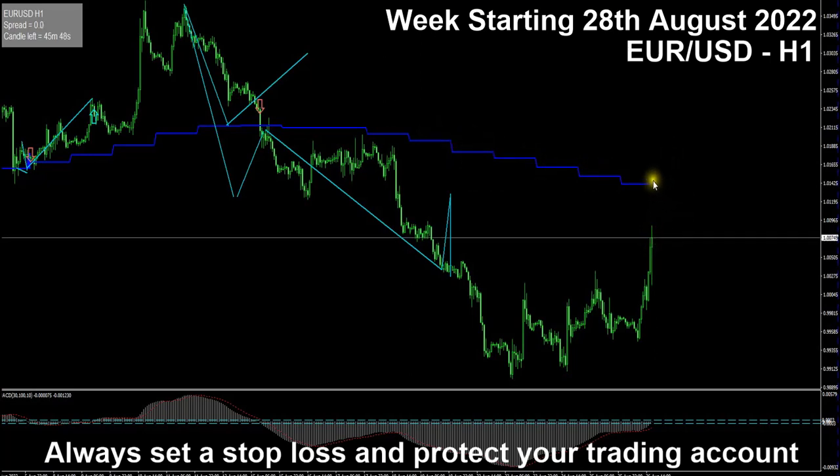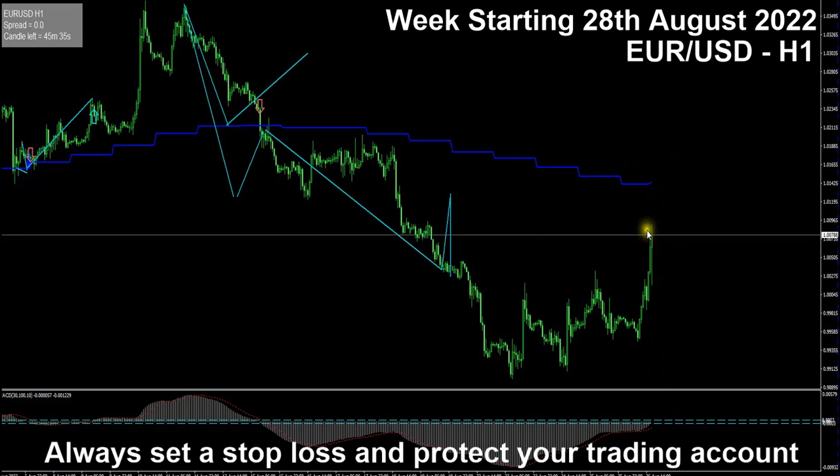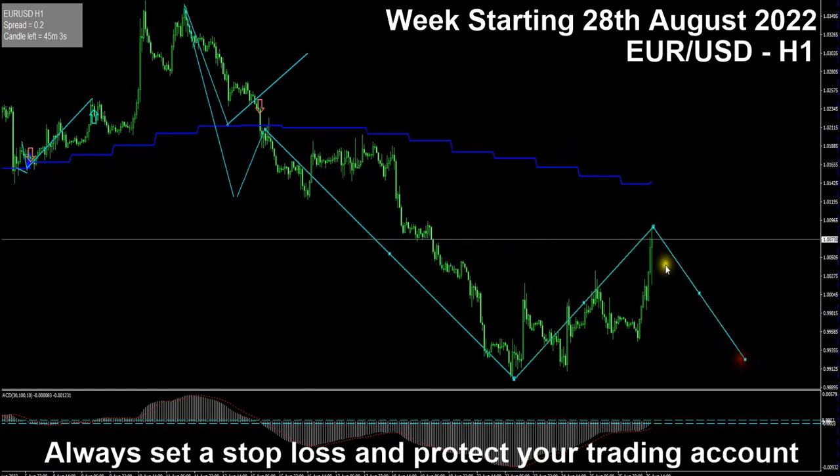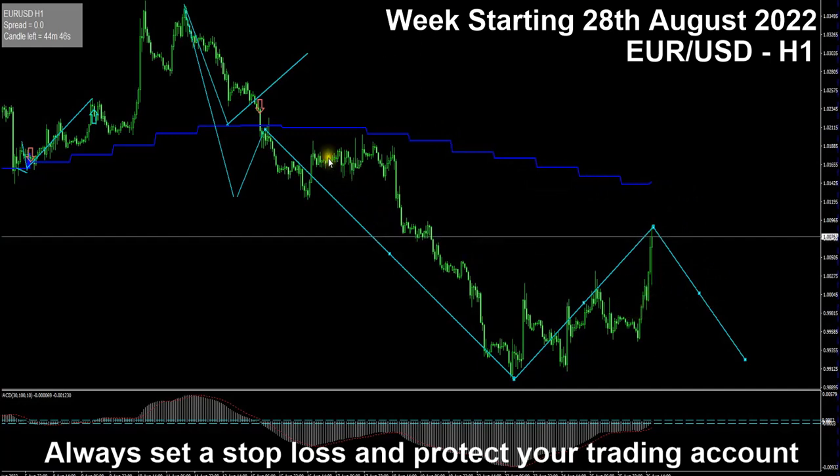If price spikes right the way up and goes above this multi-time frame moving average, and we get a buy signal or a buy arrow, then okay, we will buy. But currently price remains below this multi-time frame moving average, and there's a good chance that we're going to get a sell signal pretty soon. But of course we're going to have to wait and see. So I'll put these lines here. What we're hoping for is a sell opportunity because price remains below this moving average. So that's the outlook for next week on our non-repaint MT4 indicator strategy.